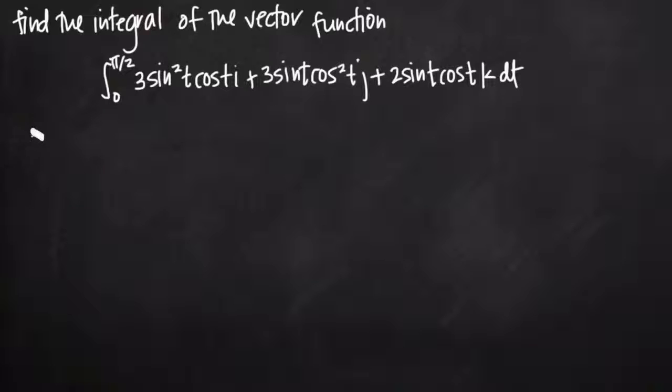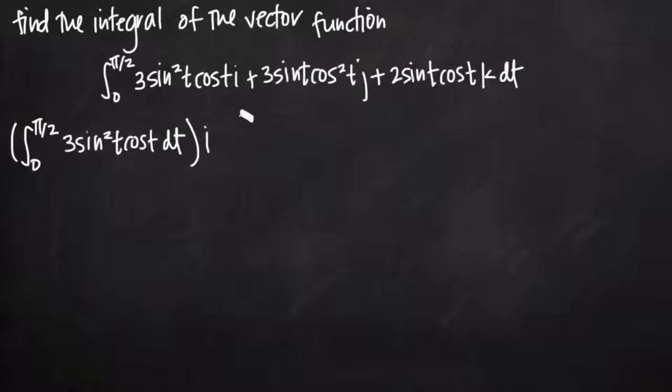So if we rewrite this, here's what it looks like. We're going to say the integral from 0 to pi over 2, we're going to take everything here in front of the i, so 3 sine squared t cosine of t, and we're going to add this dt to the end, and we want to multiply this whole integral here by i. So we're going to just put parentheses around this and multiply this by i. So notice we pulled i outside of it, and we separated this coefficient involving t into its own integral.